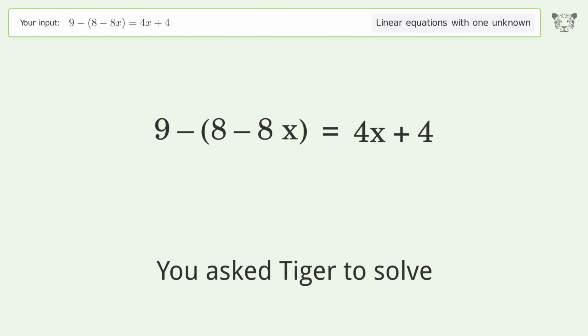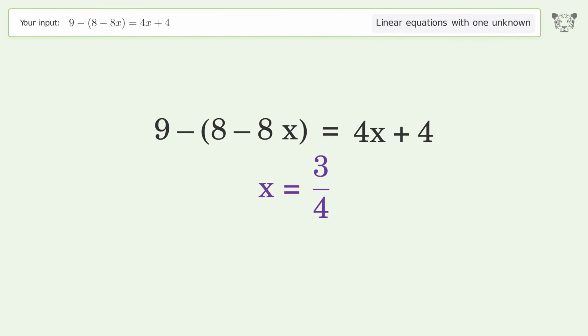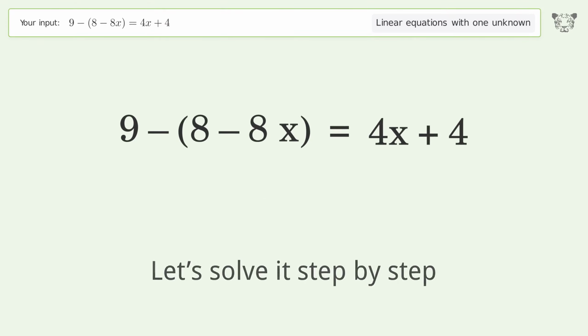You asked to solve this, which deals with linear equations with one unknown. The final result is x equals 3/4. Let's solve it step by step.